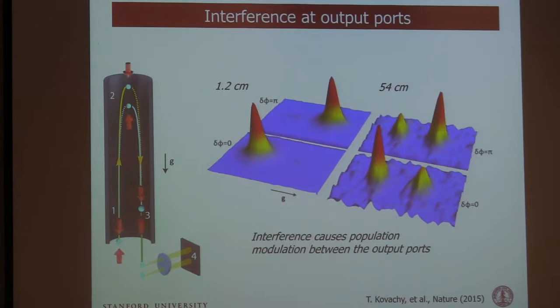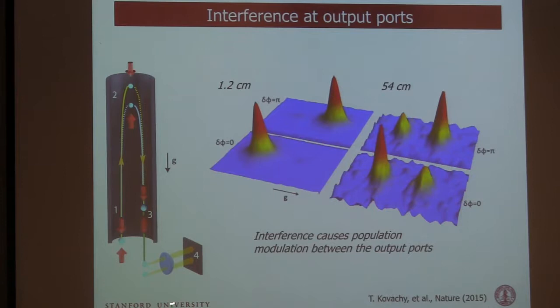So when we look at our data, sometimes we see the atoms come out in one port, sometimes they are in the other port, sometimes they're in between. It's all over the map. And I'm just showing you pre-selected, post-selected shots where the atoms are either in one port or the other port. And when I say the phase shift is either 0 or pi, that's my inference, by virtue of having made the link between the fact that I'm seeing interference and these oscillations in population.